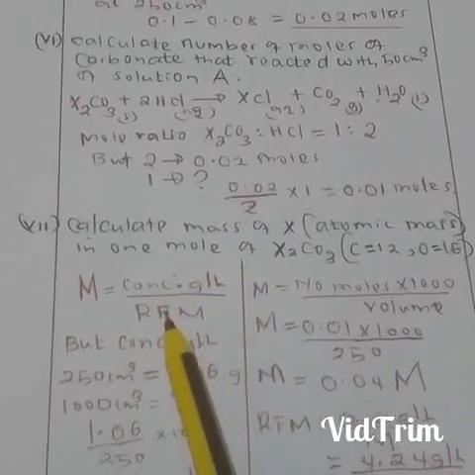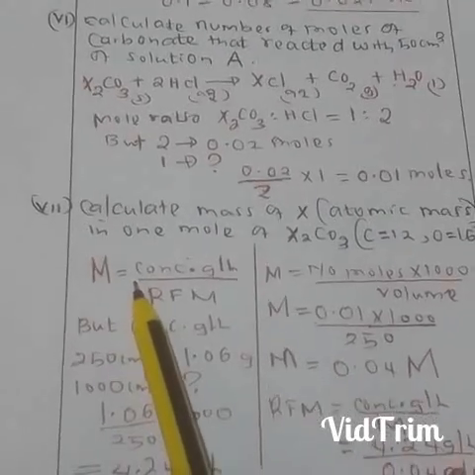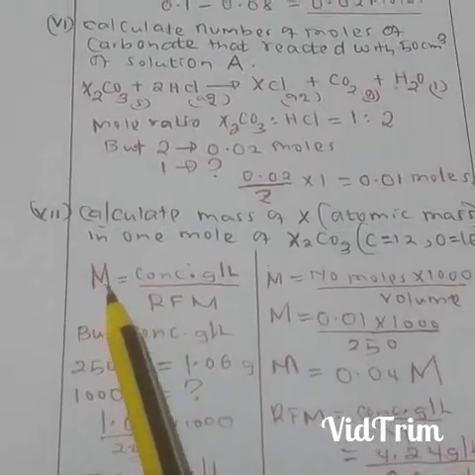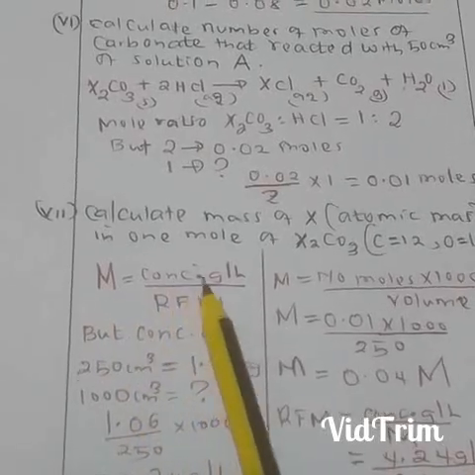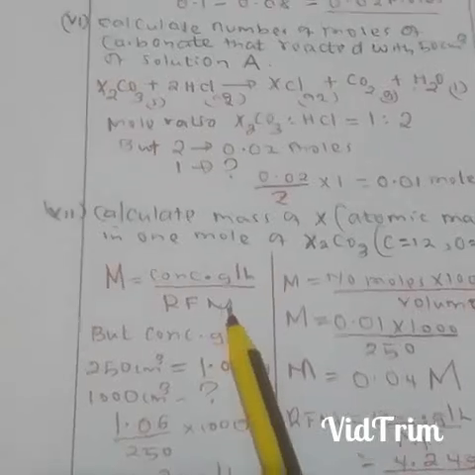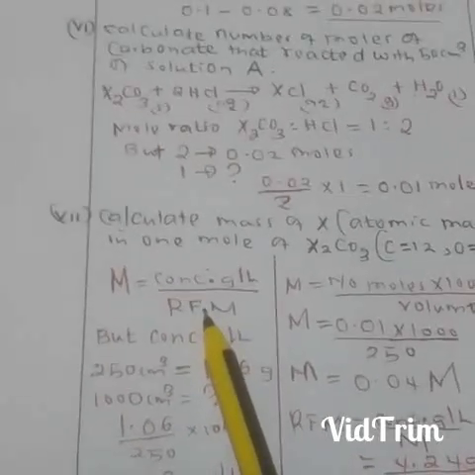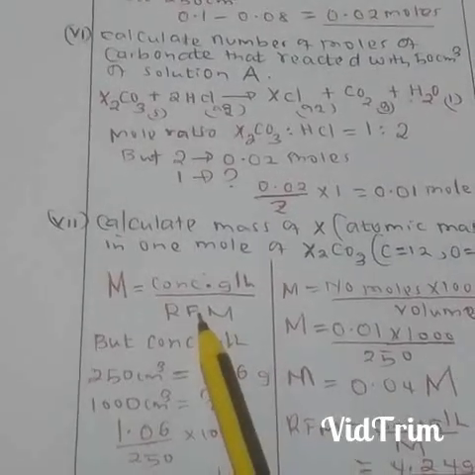So in this case, we apply this formula. There are two formulas that will be involved here, where we say molarity is equal to concentration in grams per liter all over RFM. So we want to calculate the RFM. It is the RFM that will enable us to get the relative atomic mass of X.